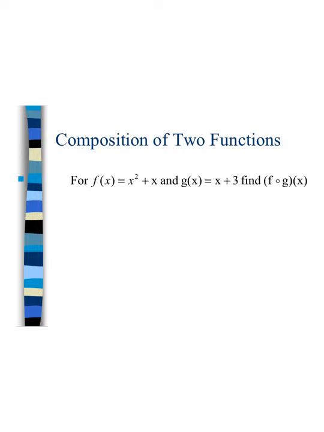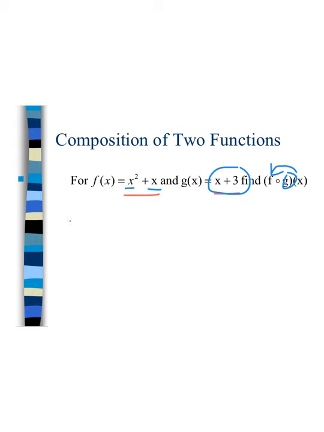Okay, so I have my two functions. I have f of x, which is x squared plus x, and I have g of x, which is x plus 3. And again, we see I have a composition here. So I have f of g of x. I'm going to be taking all of g, and I'm going to plug that into f everywhere I see an x value. So what that means is I'm going to take this entire expression, x plus 3, and I'm going to plug it in for the x and for the x.